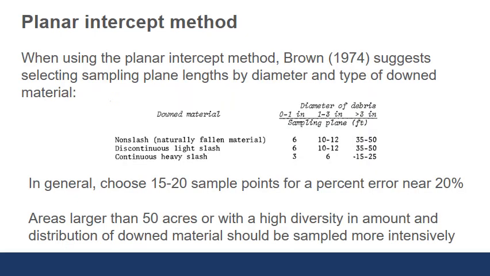When choosing sampling plane lengths, Brown 1974 suggested basing lengths off the type and diameter of downed material. In general, 15 to 20 sample points should be located to reach a percent error of around 20%. Areas larger than 50 acres or areas with a high diversity in the amount and distribution of downed material should be sampled more intensively.